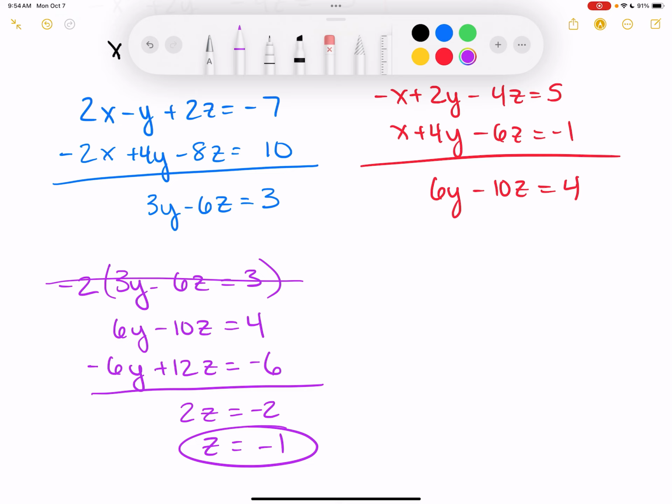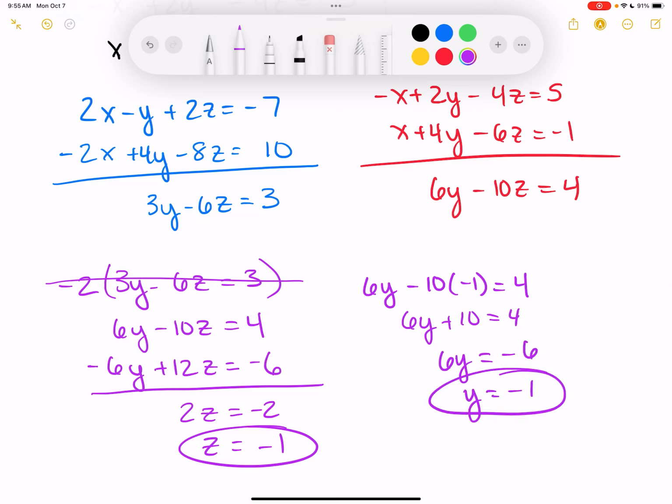Alright, so we're going to plug in negative 1 for z. So 6y minus 10 times negative 1 equals 4. So 6y plus 10 equals 4. 6y equals negative 6. So y equals negative 1. I've now solved for a second variable.